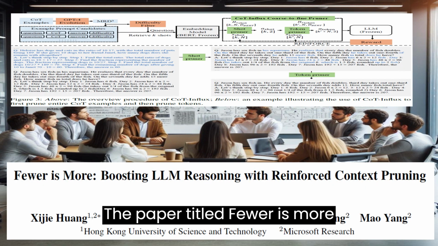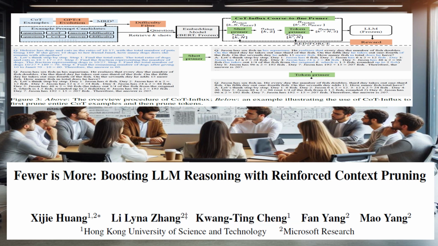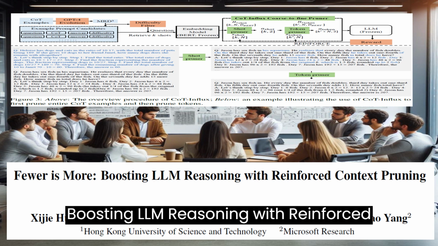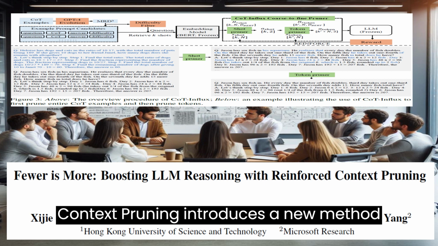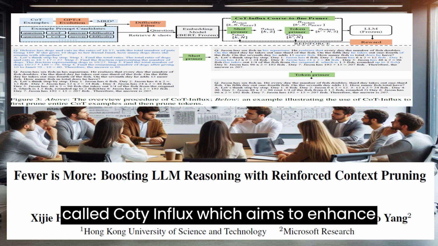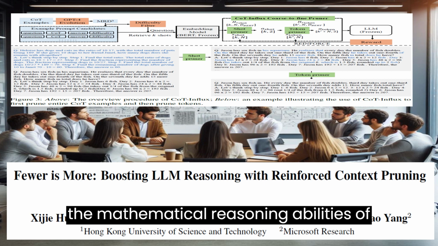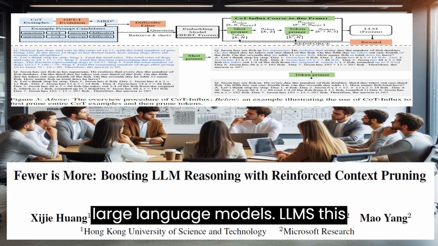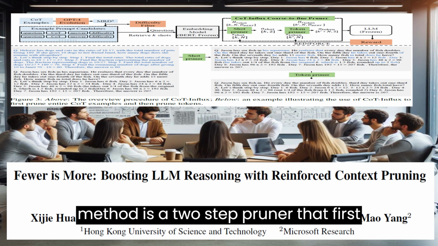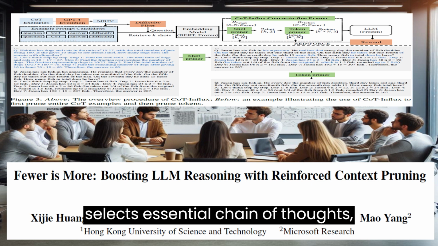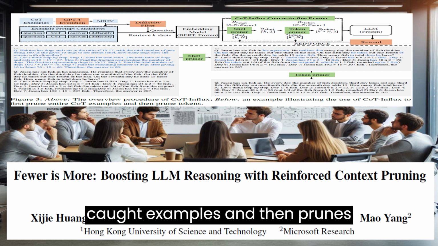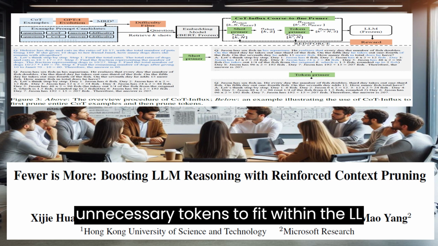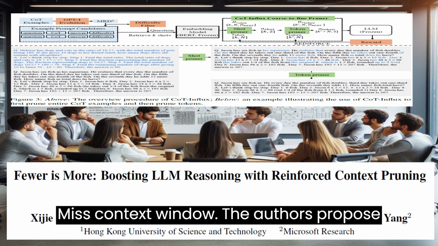The paper titled, Fewer is More, Boosting LLM Reasoning with Reinforced Context Pruning, introduces a new method called CoT influx, which aims to enhance the mathematical reasoning abilities of large language models, LLMs. This method is a two-step pruner that first selects essential chain of thought, CoT, examples, and then prunes unnecessary tokens to fit within the LLM's context window.